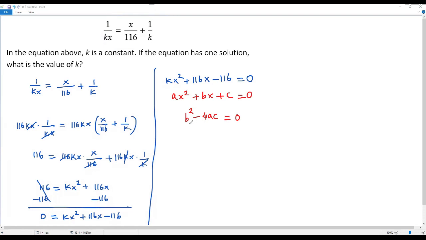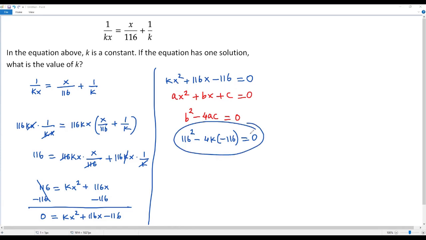Okay, now let's get this for the given quadratic equation. To get the value of b, we have to consider the coefficient of x. Here the coefficient of x is 116. Let's plug in this value for b. Then we get 116 squared minus 4 times a. To get the value of a, we have to consider the coefficient of x squared. Here the coefficient of x squared is k. That is 4 times k times c. To get the value of c, we have to consider the constant, that is negative 116. It must be equal to 0 because this quadratic equation has one solution.